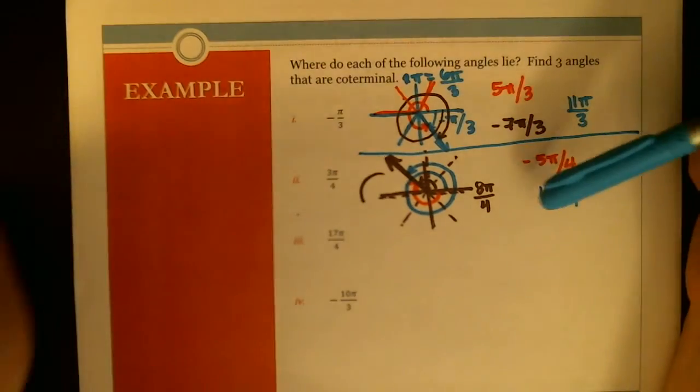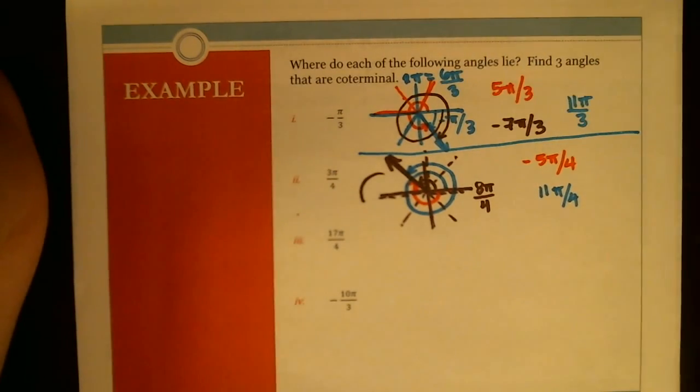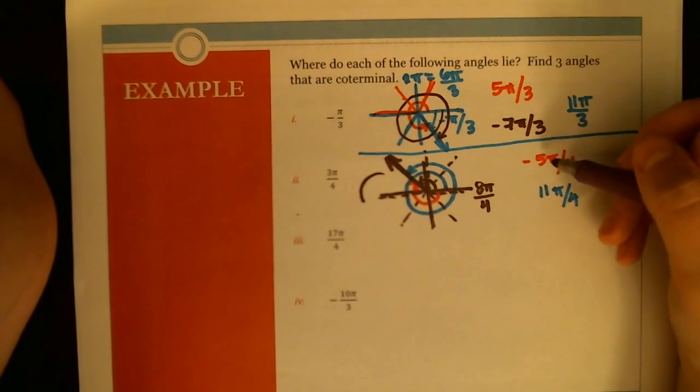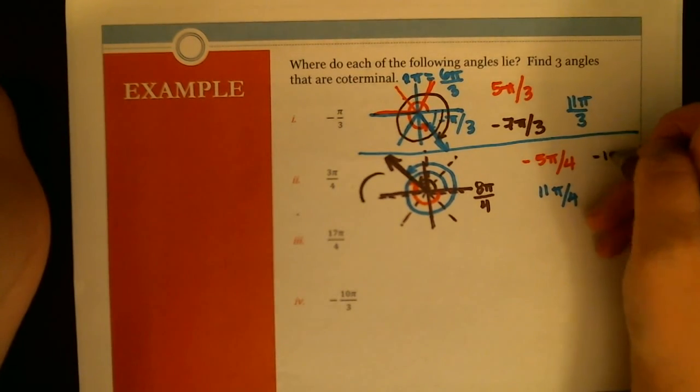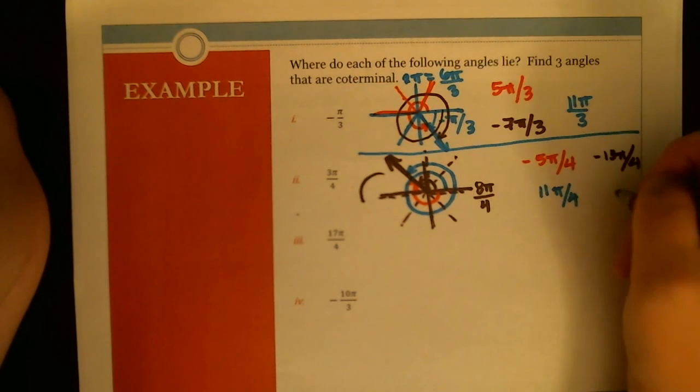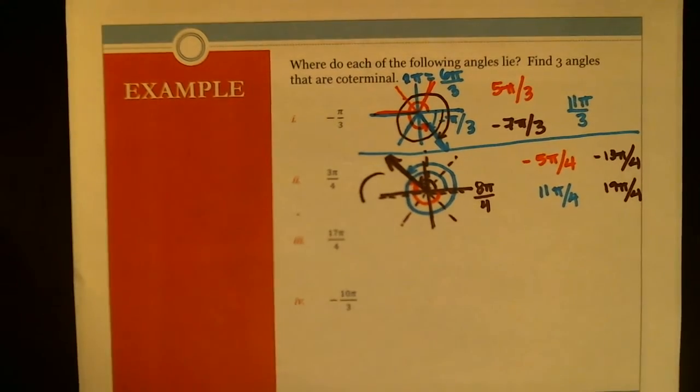And then again, anytime we add or subtract 8 pi over 4, we're going to get another one. So we could subtract 8 pi over 4 from this one, we'd get negative 13 pi over 4s. We could add 8 pi over 4 to this one, we'd get 19 pi over 4s, and so on and so on. So you should be able to get as many as you want, but do try and practice getting at least one negative and one positive to make sure you're getting good at spotting these things.